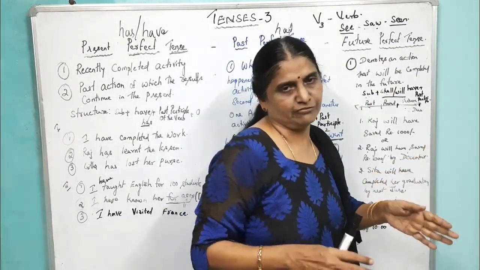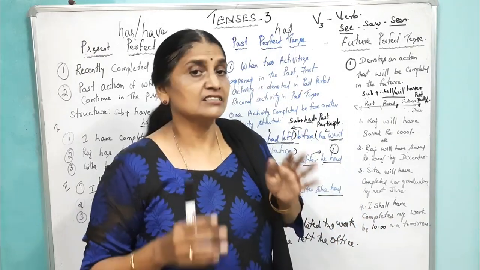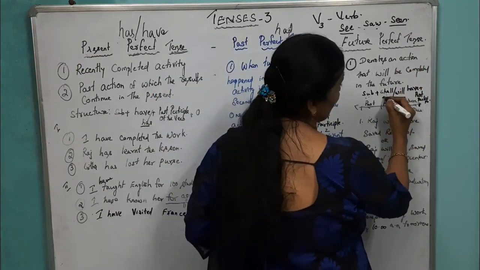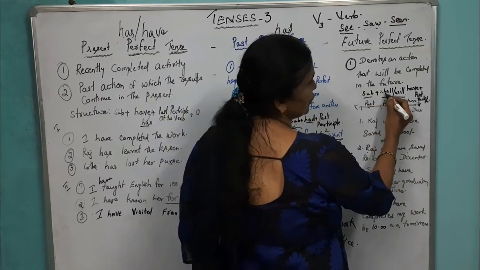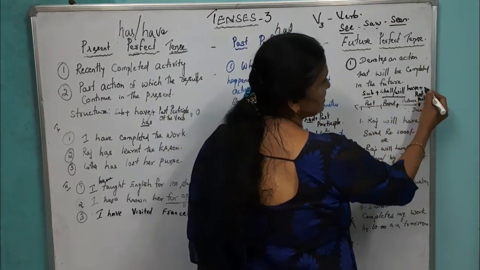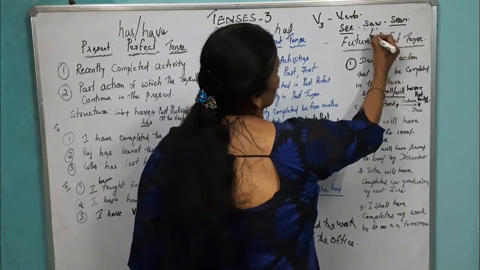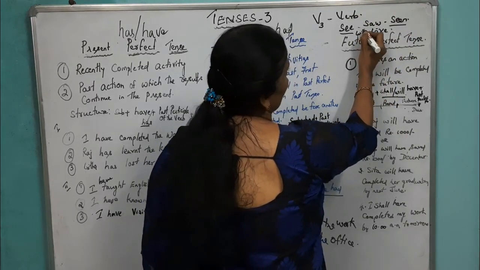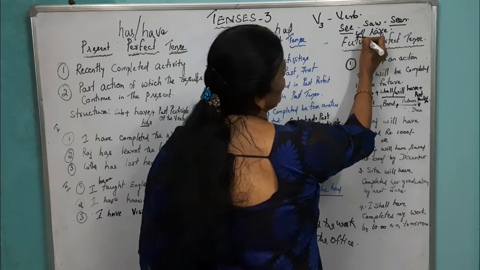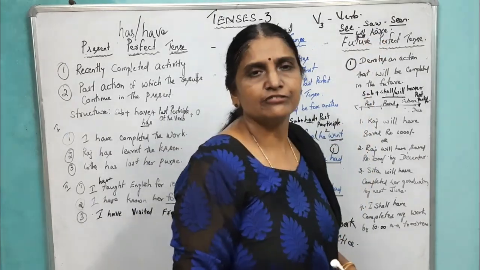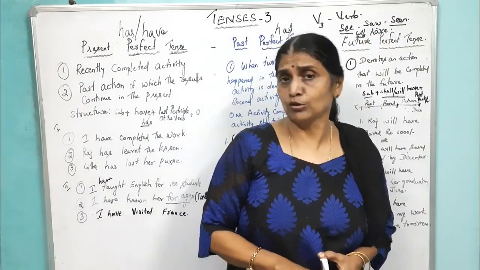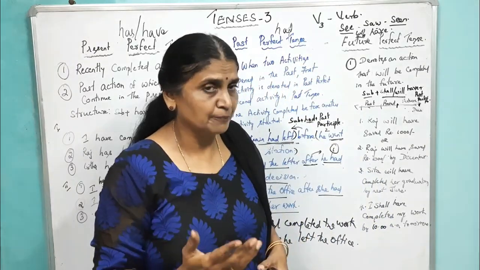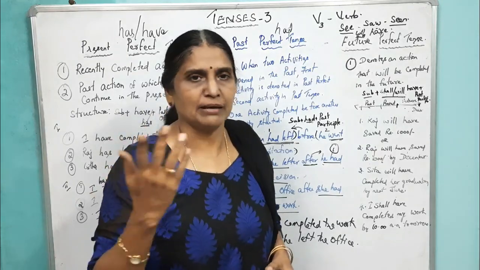Now what is future perfect tense? Future perfect tense, the structure is you will use either shall or will with the subject, plus have. So here you have to use have. Shall you use very rarely, that is only for the first person singular and plural. For all other persons you will use only will. Will plus have plus past participle.